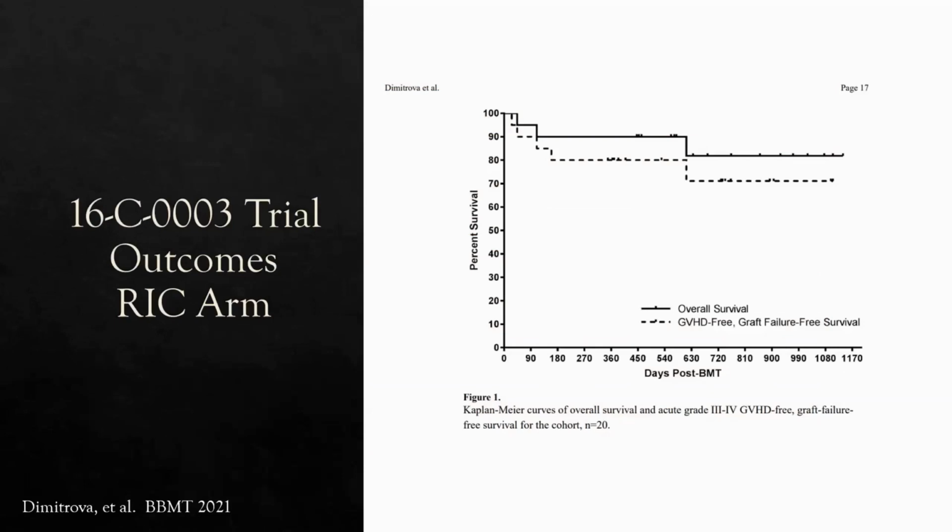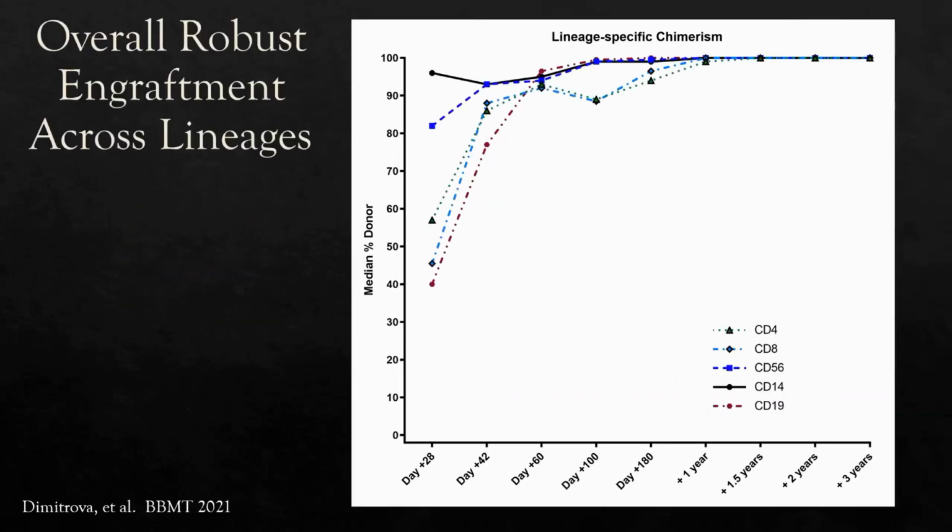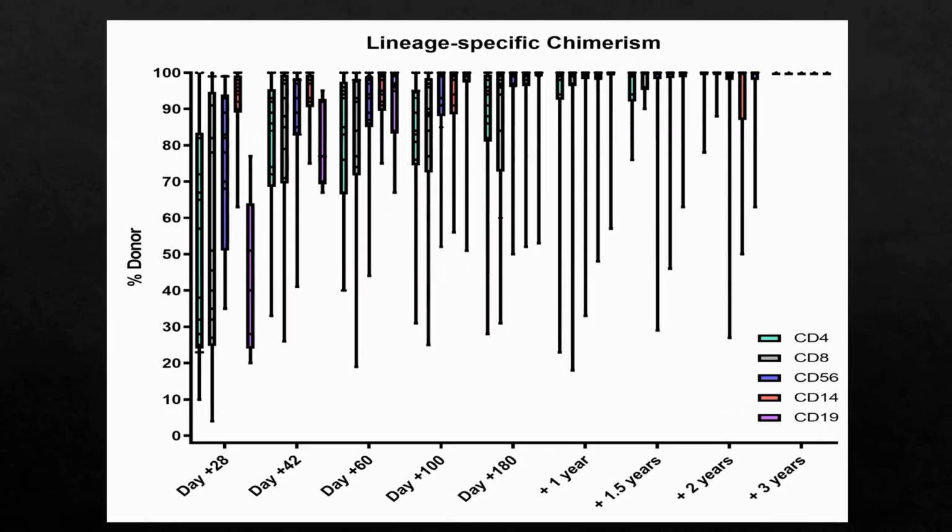The outcomes were overall quite good, with high overall survival and graft failure-free, GVHD-free survival. And this is just the first 20 patients, although the outcomes have remained good across the 50 patients we've transplanted to date. The chimerism also overall was quite good, although you can see early on around day 28 to day 60, particularly in the T cell compartment, there was often lower donor T cell chimerism that would come up for the majority of patients with time.